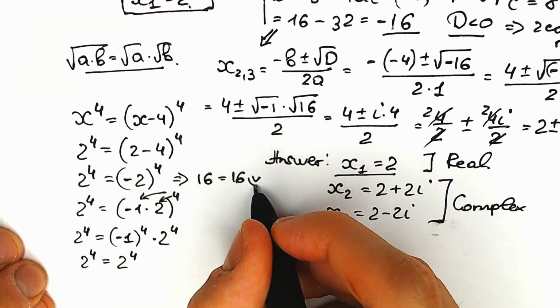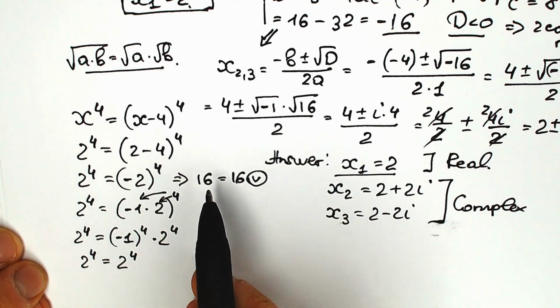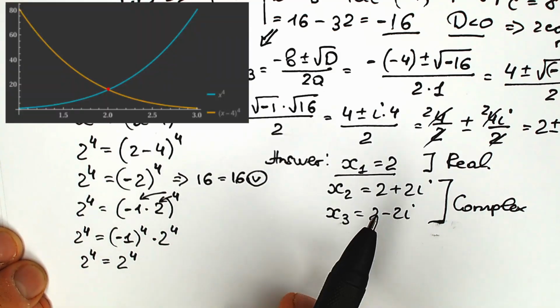So you can easily prove it like that when you have a huge power. Step by step, you eliminate this negative sign. And of course, when you have 2 to the fourth, we can easily write that this is equal to 16 at any point.